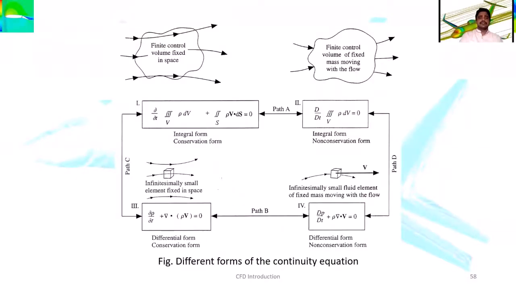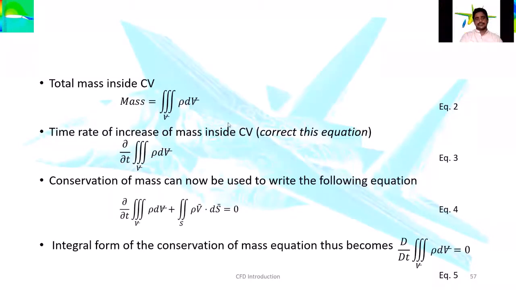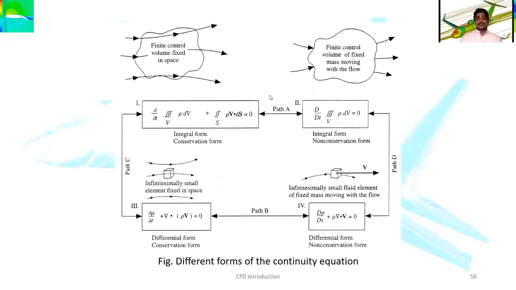So in the previous slide we have seen from equation 2 to 5. That is about how the mass inside the control volume is balancing out. And finally the resulting equation, written with the substantial derivative d by dt of rho dV, represents equation 5. So here we can see the different forms of the continuity equation that we have done in earlier courses. So what is the equation derived in equation 5?